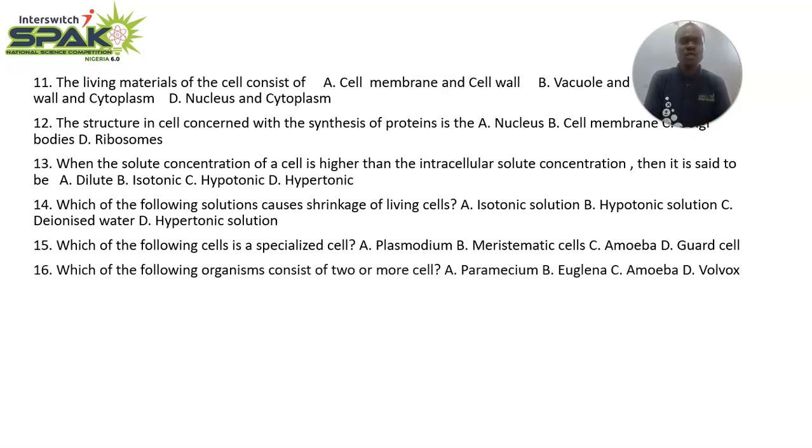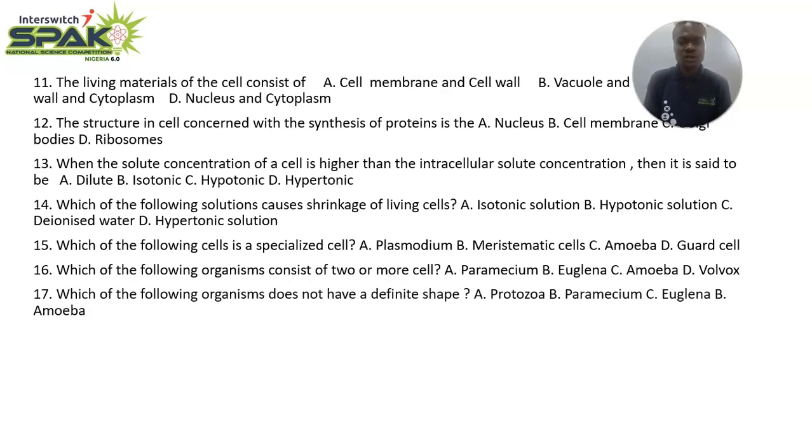Our next question says, which of the following organisms consists of two or more cells? A, paramecium. B, euglena. C, amoeba. D, volvox. Of course, the first three we've already discussed earlier, that they exist singly. They are free-living individuals. But for volvox, we have many cells that are connected by cytoplasmic strands. So volvox is the right option there.